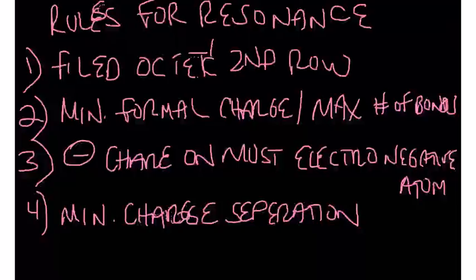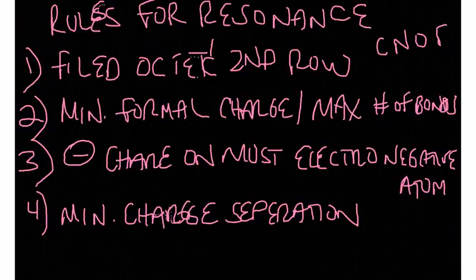First, you should have a filled octet on the second row of elements. And by the second row of elements, I'm specifically referring to carbon, nitrogen, oxygen, and fluorine. Second, you should have a minimal formal charge with a maximum number of bonds.